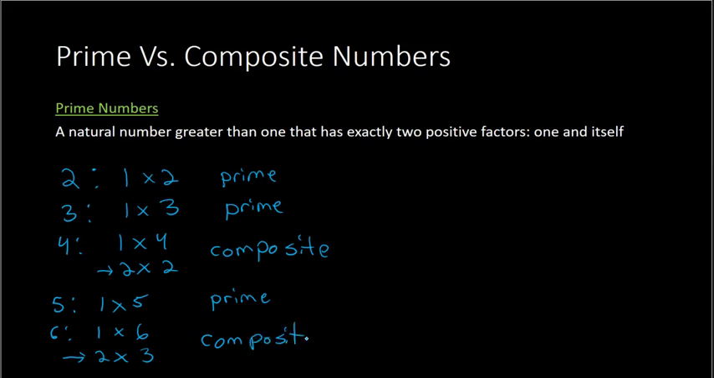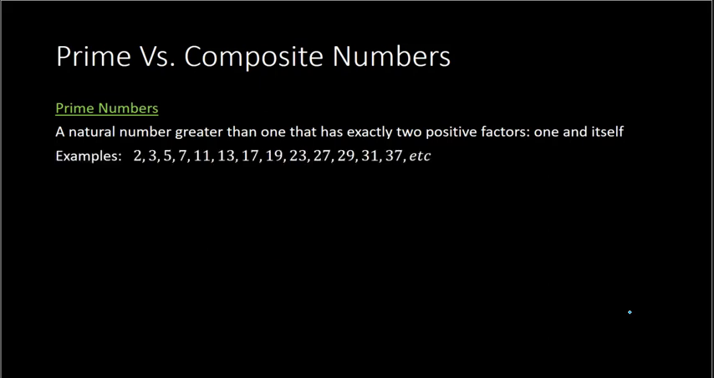So we could keep going for every number, and every number would fall under one of these categories. So any number starting from 2. 1 does not count as either prime or composite. All right, so prime and composite start at the number 2, and numbers bigger than 2 would fall under one of those categories.